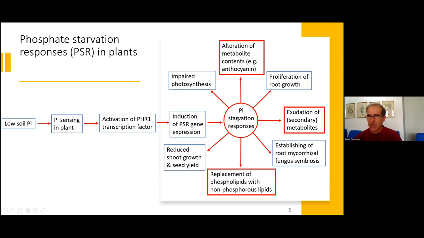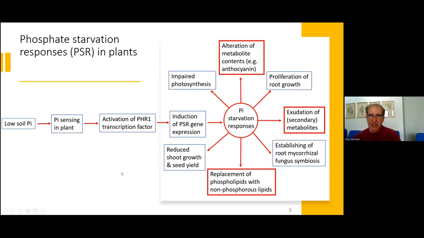Affecting growth. I mean, as expected, you will find reduced root growth, seed yield, proliferation of roots. Photosynthesis is impaired. And obviously the arbuscular mycorrhiza fungus symbiosis is established, but this is not our primary focus. What we mostly look at is metabolic changes, for example, prominent changes in anthocyanin accumulation. You also look at secondary metabolites in the roots and the lipid changes, which are important to provide phosphate to the plant.